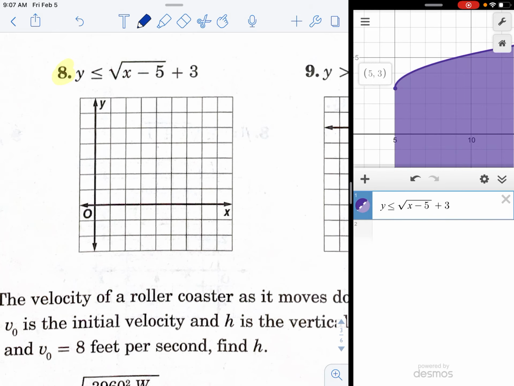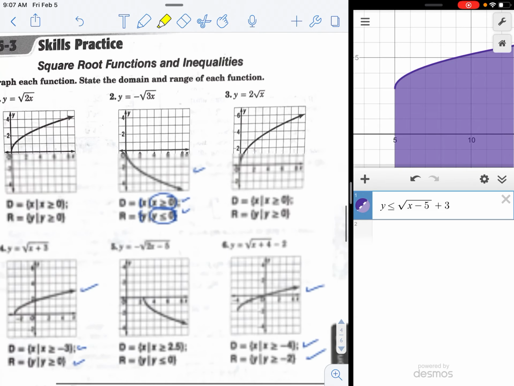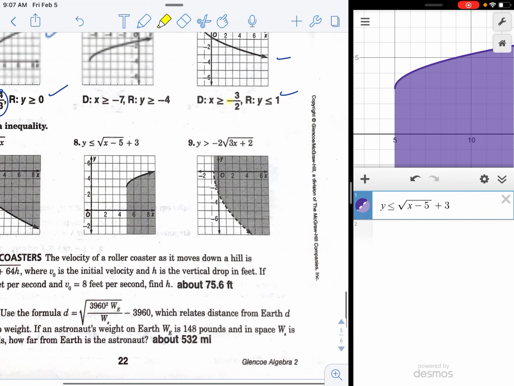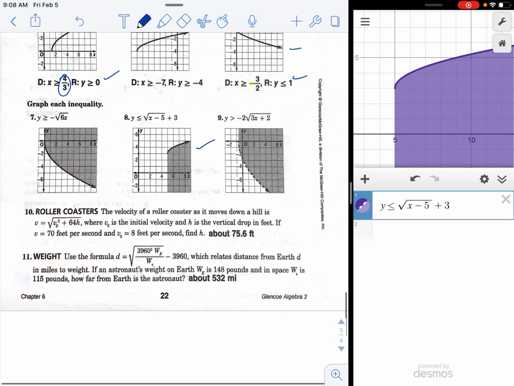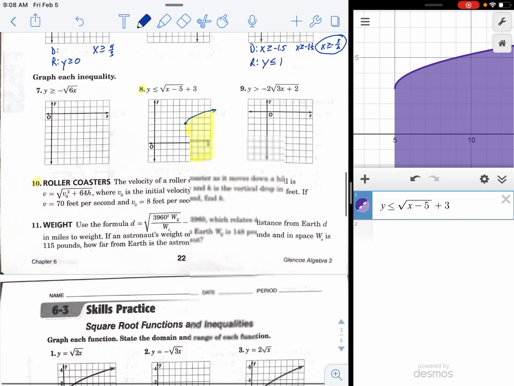Let's see, what is that point right there? 5, 3. So 1, 2, 3, 4, 5, 3. Solid line like this, and then shade below it like that. And again, on inequalities, there is no domain and range that you have to talk about. So there's my graph. But you see, like on number 9, how it's got a dotted line. You do need to do that.